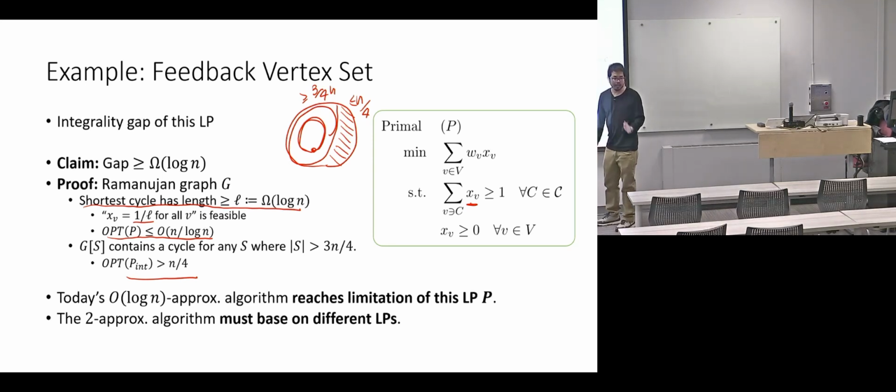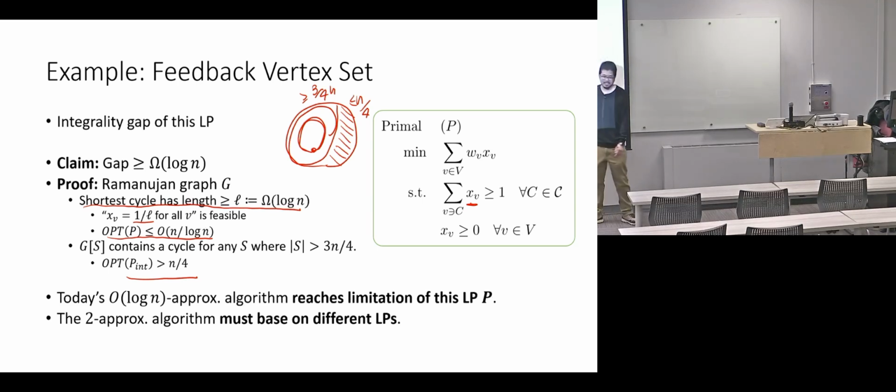But what does it mean really? It means that when you base yourself on this LP, you cannot hope to get better than log n. What we do today, you cannot get better if you use this LP. But there actually exists another algorithm that is better than log n. And it's Primal-Dual as well.